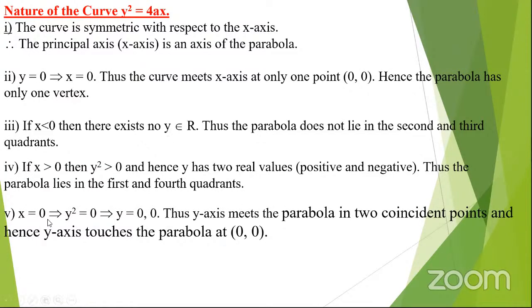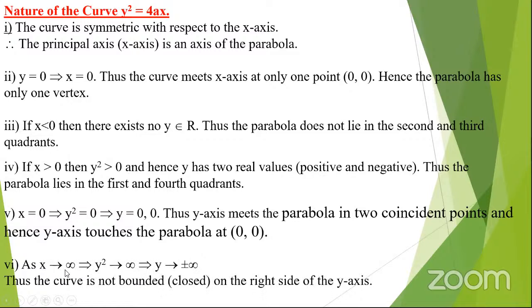x equal to 0 implies y square equal to 0, so y equal to 0, 0. Thus, for the single value x equal to 0, we get two values for y, which are 0, 0. Thus, the y-axis meets the parabola in coincident points, and hence the y-axis touches the parabola at 0, 0. So the vertical line touches the parabola only at a single point. Hence, the y-axis is a tangent at origin.